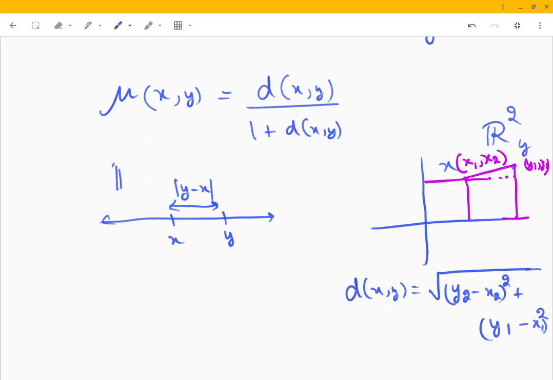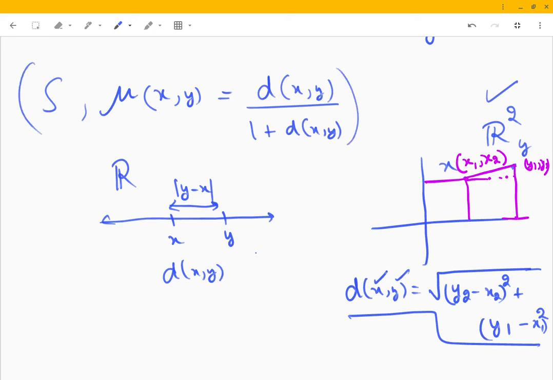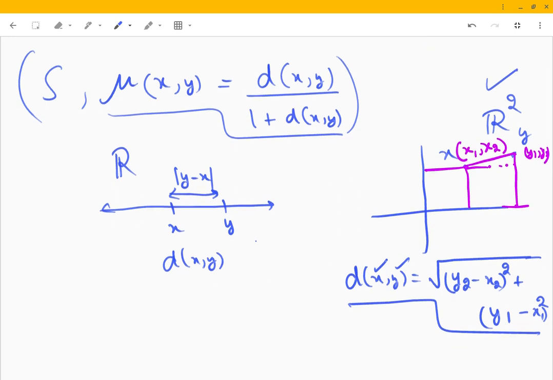in our real line, this is the metric d(x,y). In R2, this will be the metric distance function. A metric is just the distance function, a function that gives the distance between two given points in a set. Now let's say we have a set S, and this is the metric function that we define. Does this metric function satisfy three conditions? Let's see that.